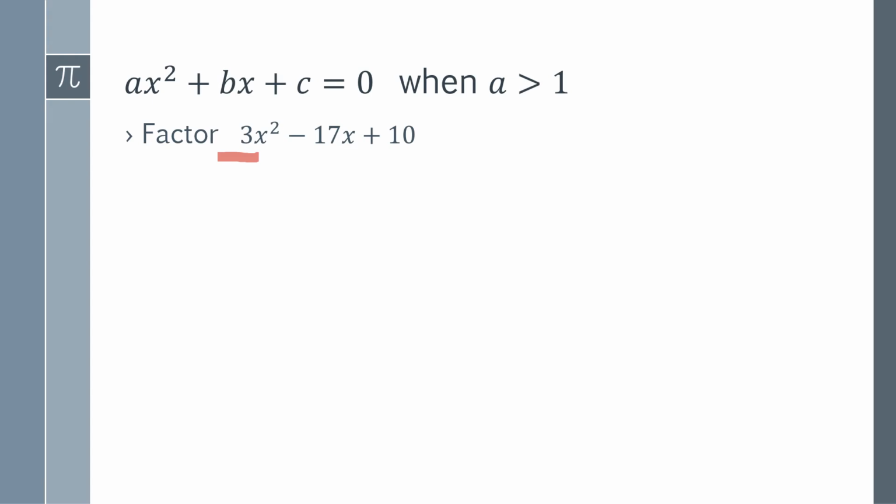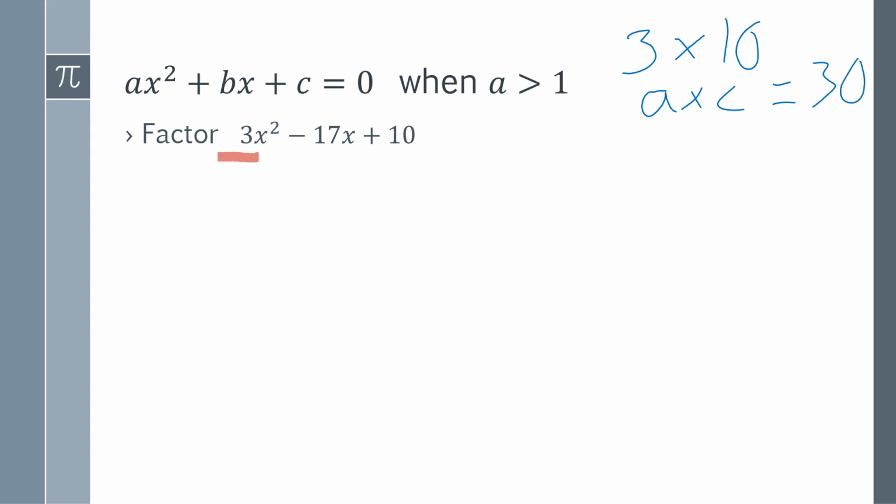So here, you got 3x squared minus 17x plus 10. Now, you're going to go ahead and do the swing method. Let's go ahead and swing it around. So what you do, you multiply 3 times 10. So A times C, and you get 30.